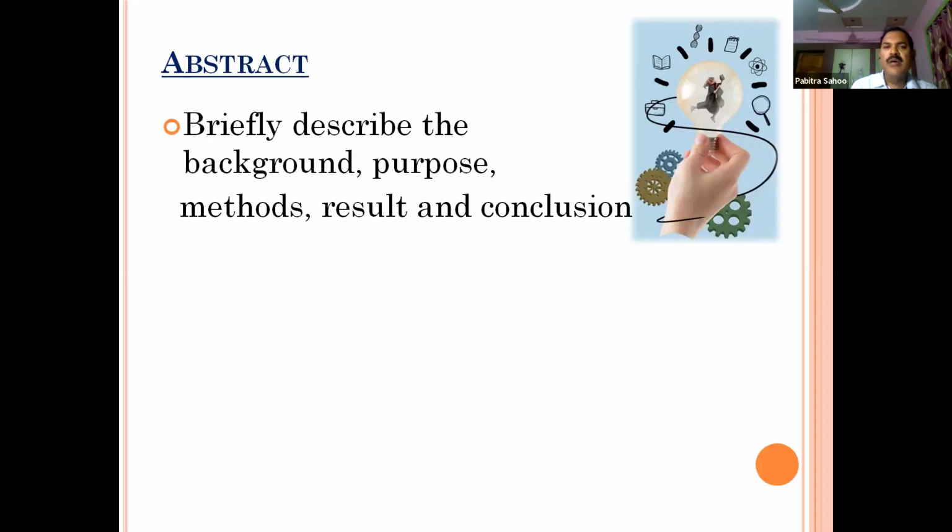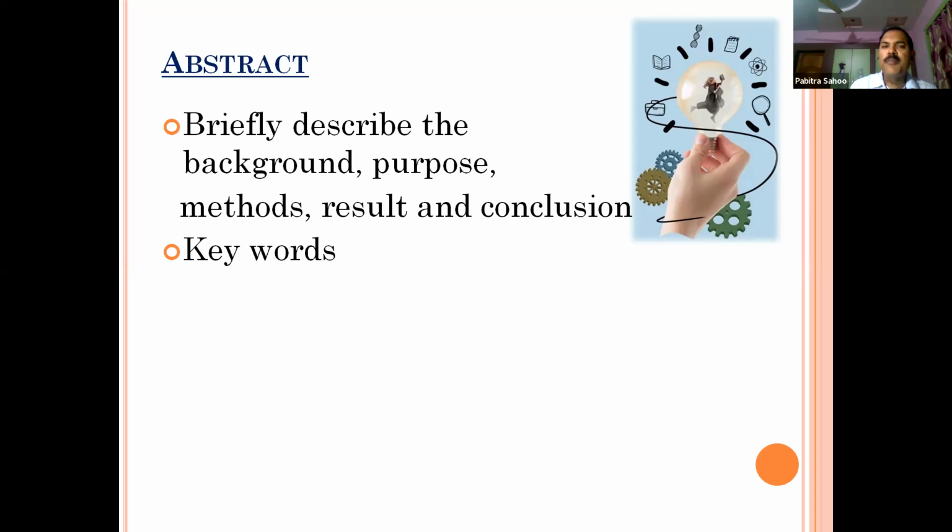In the abstract section, there is no literature review and no discussion section. Some journals ask for an unstructured abstract, and some ask for a structured abstract. If it is an unstructured abstract, it is simply a paragraph without any headings like background, purpose, methods, results, or conclusion. If it is a structured abstract, you have to have these headings: introduction, purpose of your study, methods, results, and conclusion.